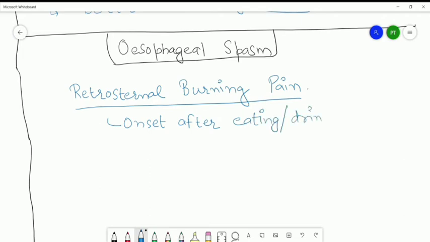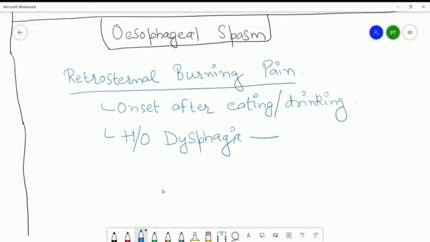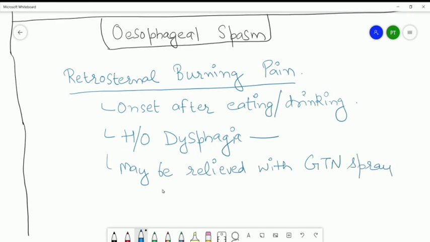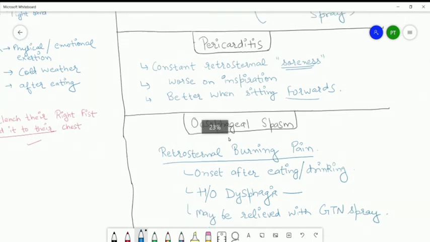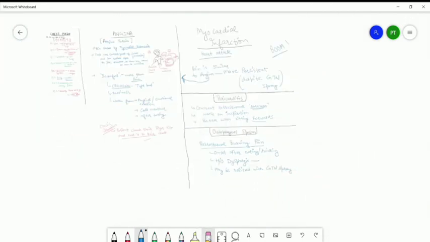The onset is usually after eating or drinking. There is always a history of dysphagia in esophageal spasm. Okay. May be relieved with GTN spray. Now you see, GTN spray can relieve esophageal spasm and it can also relieve angina.